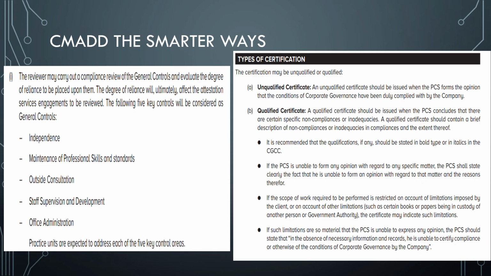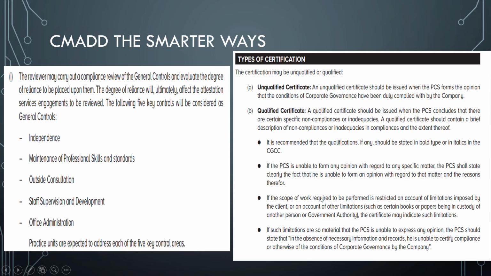So what are the various key controls that will be considered as general controls? First is independence, next is maintenance of professional skill and standards, next is outside consultation, next is staff supervision and development, and next is office administration. So these are the various key controls that will be considered as general controls.